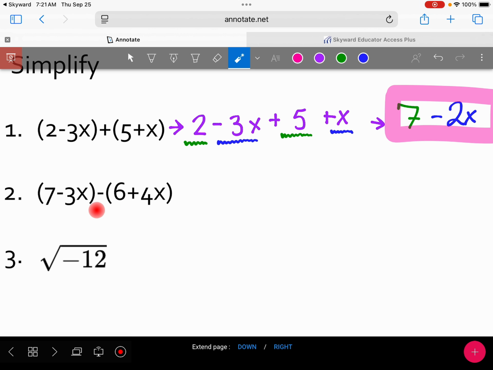Do I need to do anything over here before I can get rid of the parentheses? Distribute the minus sign. The front set, I can just drop them. I don't need anything from that group. 7 minus 3x. But that minus sign, I need to subtract not just the 6. I also need to subtract that 4x. So we need to minus 6 and minus 4x. So we need to distribute the minus sign through. Now what do we do?